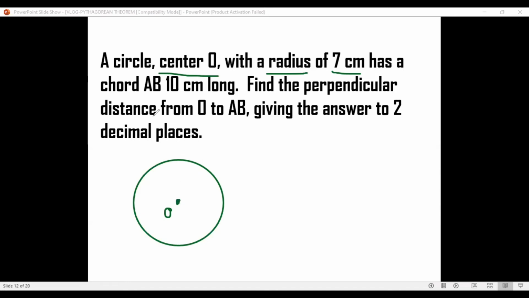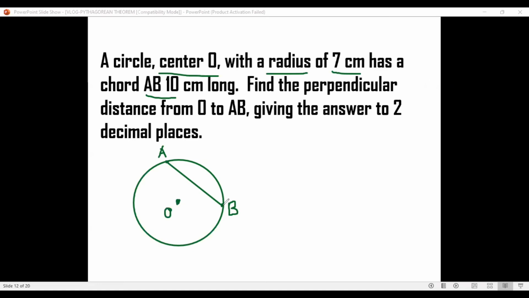Now, there is a chord here which is 10 centimeters. So I will draw a chord which is 10 centimeters long. If I have this as our chord AB, that simply means this is point A and then point B. By definition, a chord is a line which connects 2 points on the circle. A diameter is also a chord.